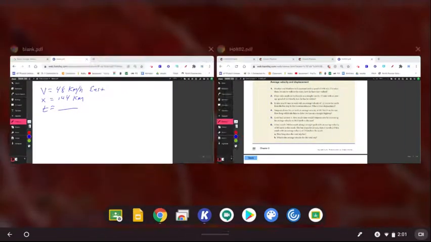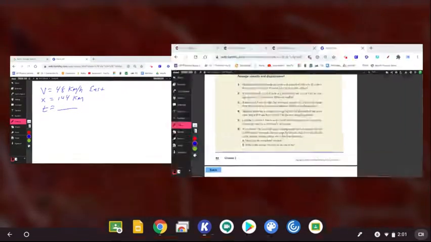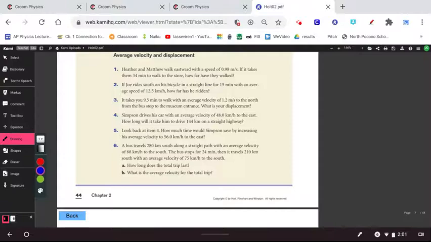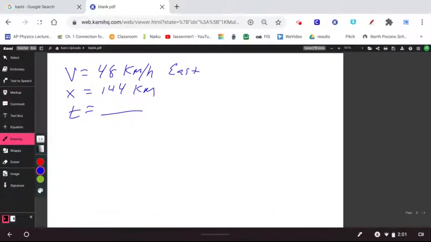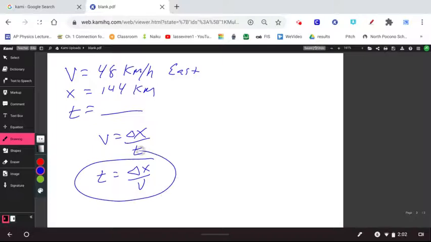Let me just double check those numbers. Yep, that's right. So to solve for this, we're going to leave everything in kilometers and hours. We're in those units. So velocity is equal to displacement divided by time. So that means to get time is equal to displacement divided by velocity. So we'll plug in those numbers and see what we get.